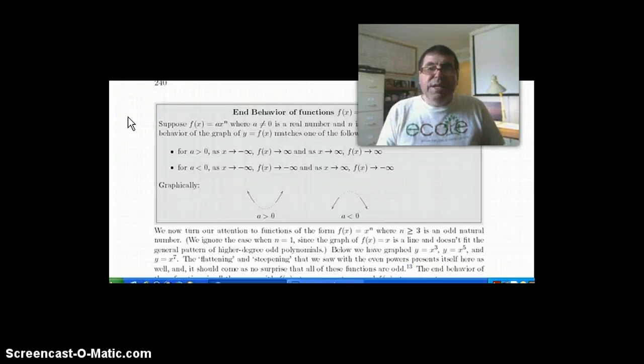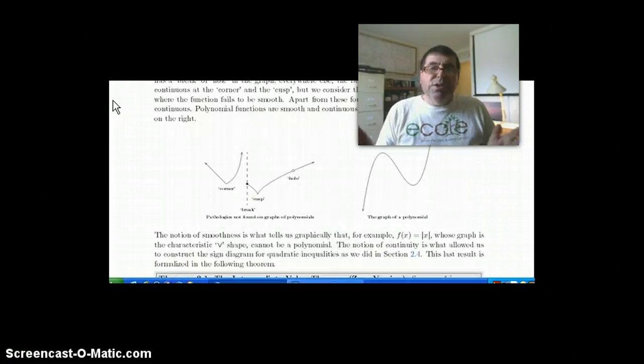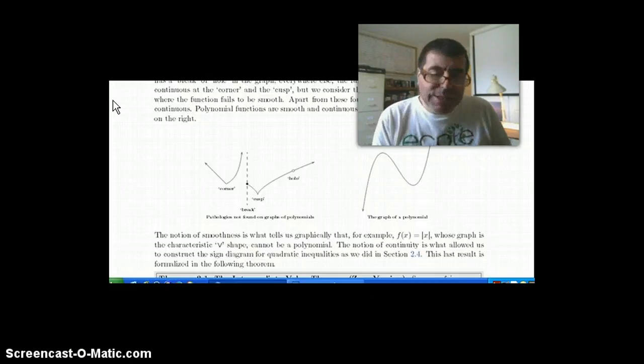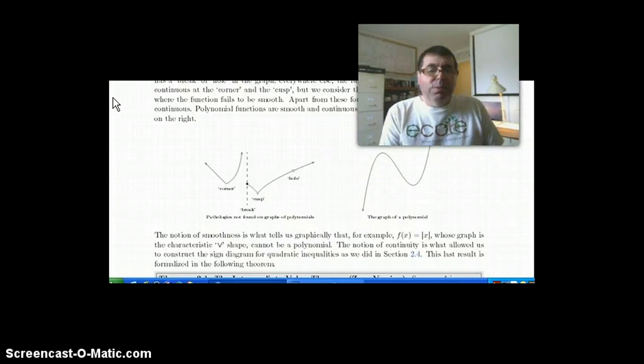Okay, this is end behavior, and I'll be giving you a good treatment of this in my introduction video. This section talks about polynomial functions are continuous. In other words, their curve is smooth, and there's no broken pieces as in a rational function, and that is important to keep in mind.